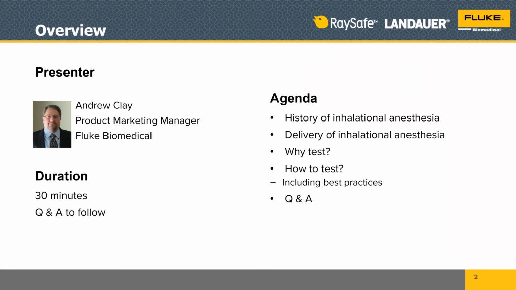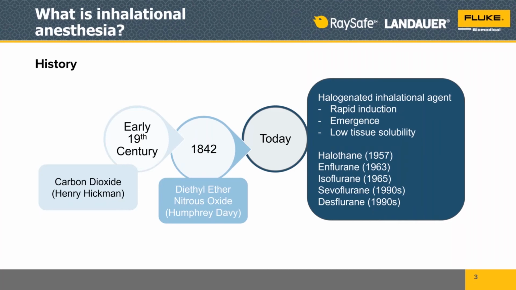So we're going to talk a little bit about the history of anesthesia and where it started. We were doing some research on this, and I found that as far back as 4000 BC, people were using poppy and opium, and they're still using that today in some parts of the world. However, when we start to look at inhalational anesthesia, that started around the early 19th century using carbon dioxide with Henry Hickman. And when we moved into the mid-1800s, diethyl ether or nitric oxide started to be used.